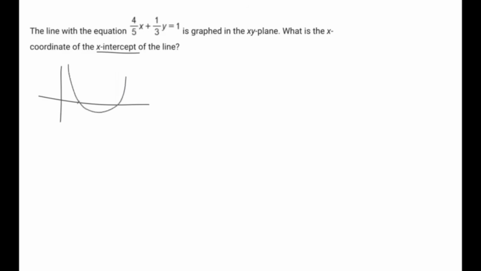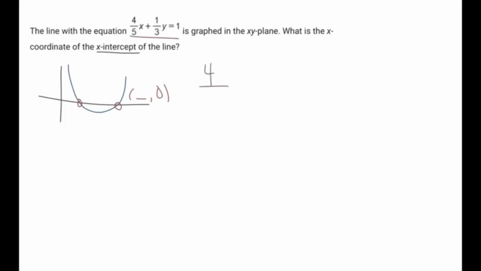Where it hits the x-axis would be the x-intercepts, right? The zeros. And so at these points, if you were to write out the coordinates, you would have 0 as your y value, because whatever x value you have, it outputs a y value of 0. And so in our case, we know that the y value in this equation has to be 0 if we're trying to find the x-coordinate of the x-intercept.